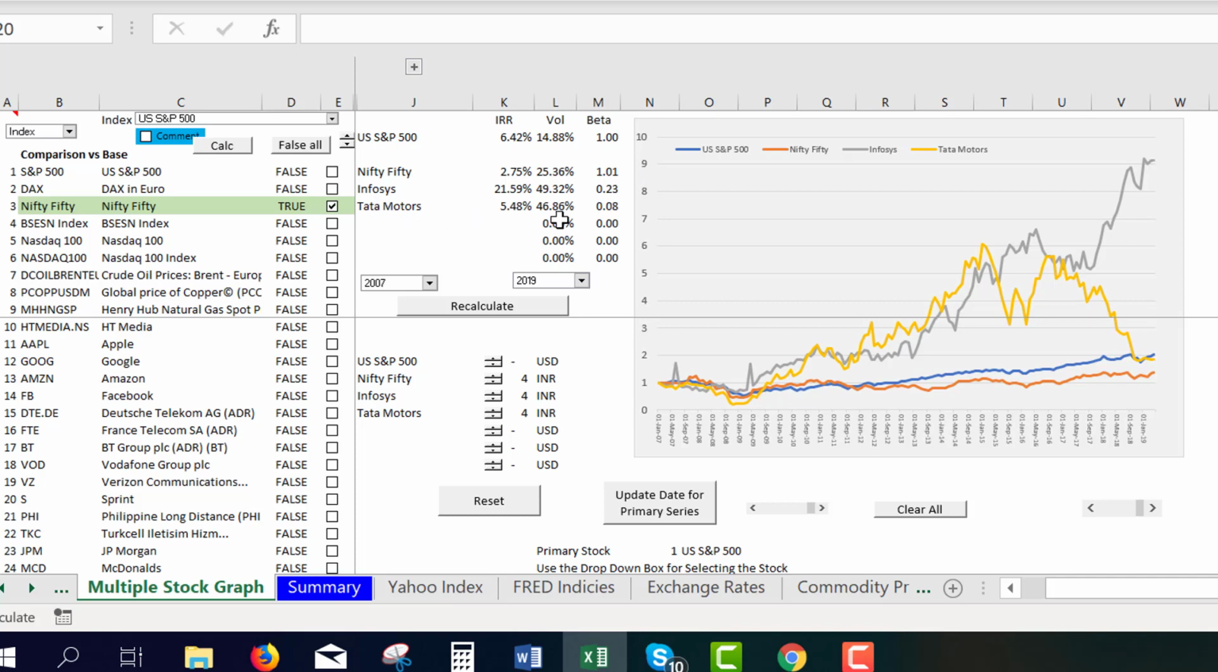Tata Motors had a 0.08 beta. The fact that the Nifty 50, the stock index, had almost a one beta means that whether you measure the beta against the Indian index or the U.S. index, it doesn't really make any difference. Are these volatility numbers a much better way to measure risk?